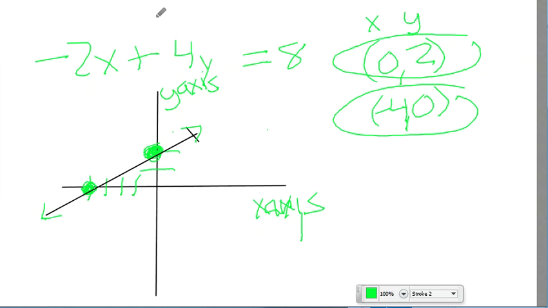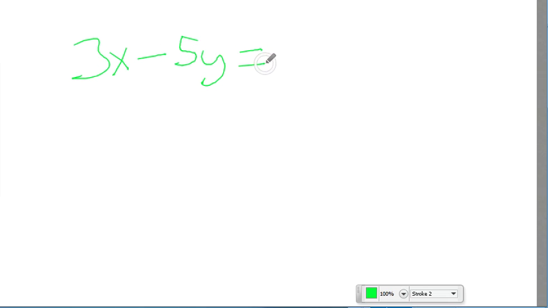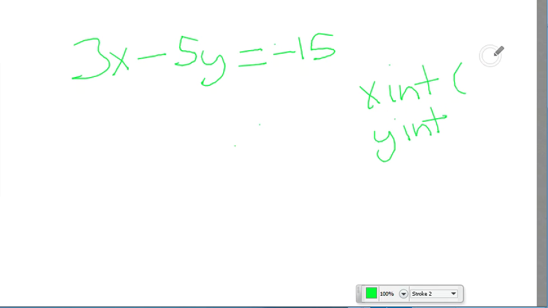So let me go ahead and show you number 2. So for number 2, we have 3x minus 5y equals negative 15. So we want to make sure we write that down correctly. 3 times x minus 5y equals negative 15. So in order to graph this line using the x and y intercepts, we want to first make sure it's in slope intercept or standard form, which it is.